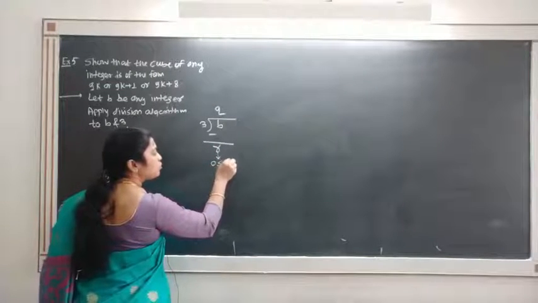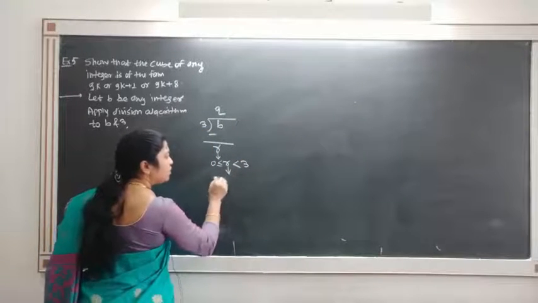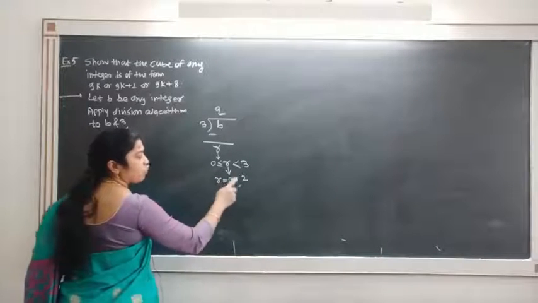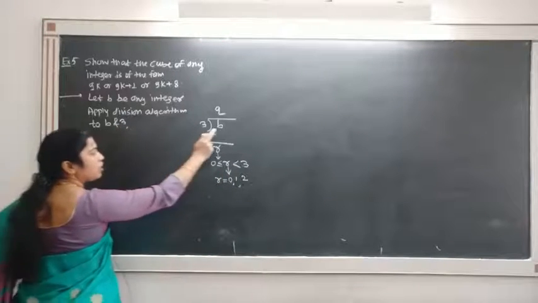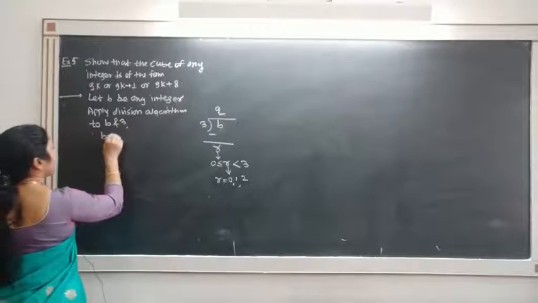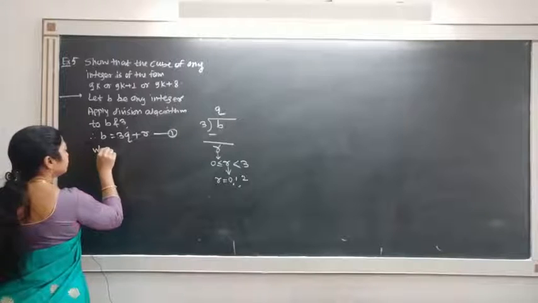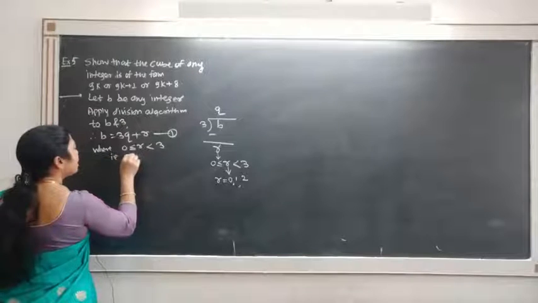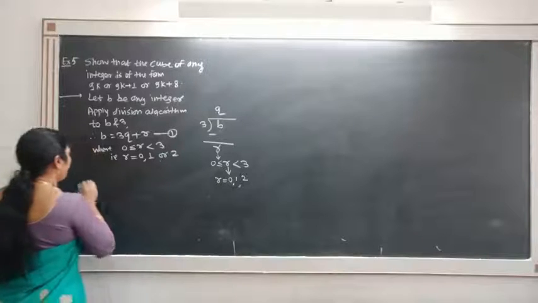0 less than or equal to r less than 3, because we are dividing by 3, which means that this r takes the value 0, 1 or 2, any one of these, because it is less than 3. And therefore if we apply the division algorithm to b and 3, we get b is equal to 3q plus r, where 0 less than or equal to r less than 3, that is r takes the value either 0, 1 or 2. Now take one by one.